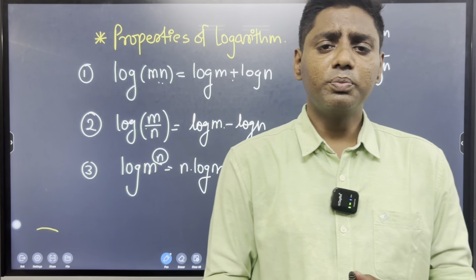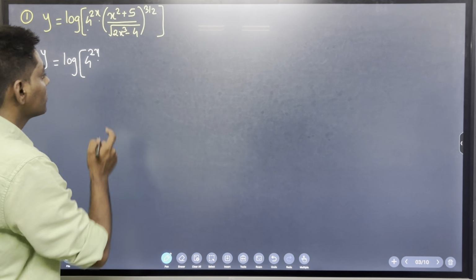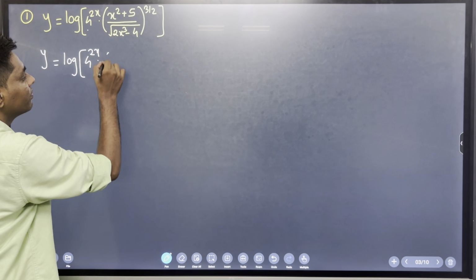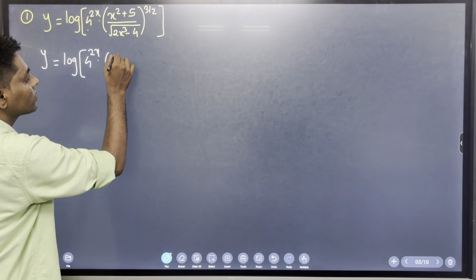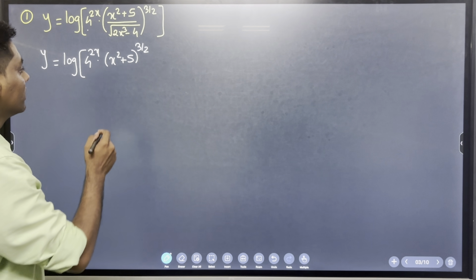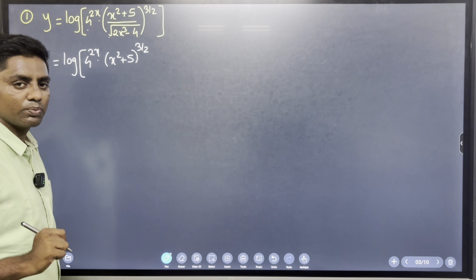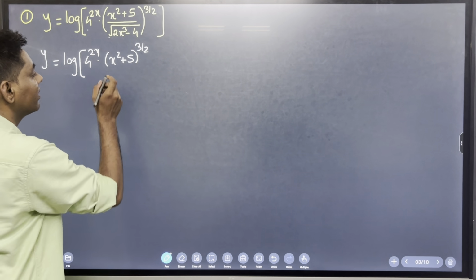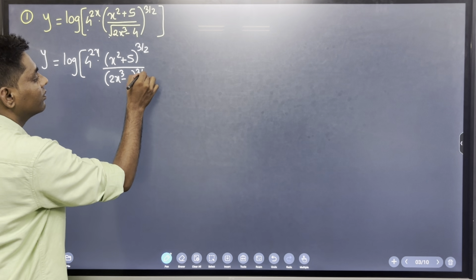Next, when we write log of, here three terms are present. So we write each term having a power separately. Now here the bracket raised to 3 by 2, that means x square plus 5 raised to 3 by 2, and the denominator term is given in root, so that is 1 by 2. So the product of 1 by 2 and 3 by 2 is 3 divided by 4.